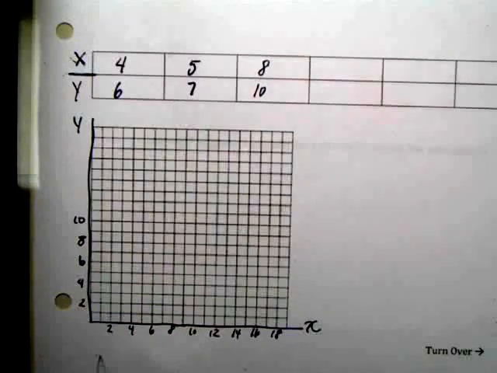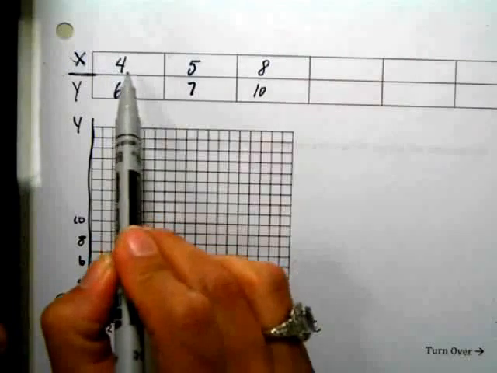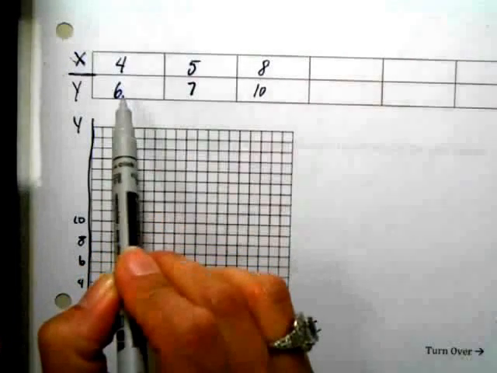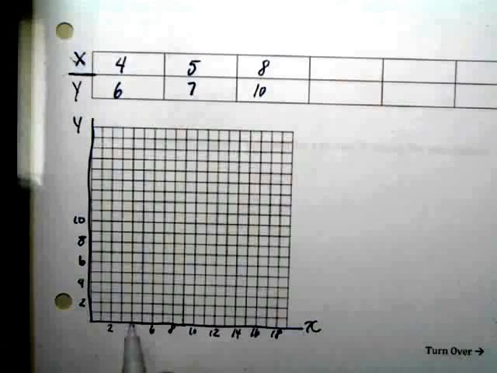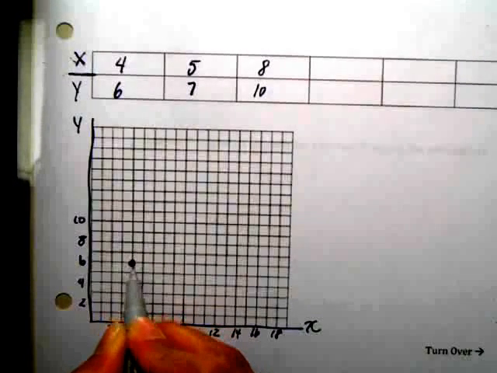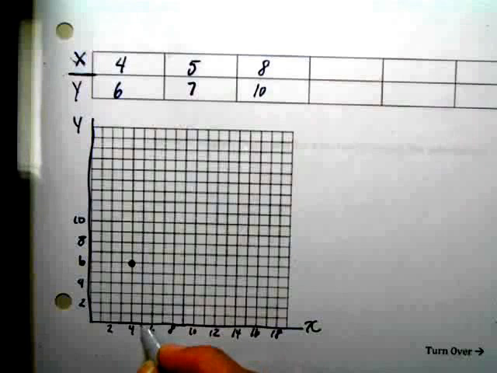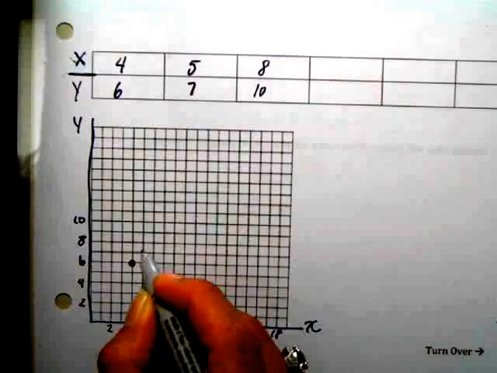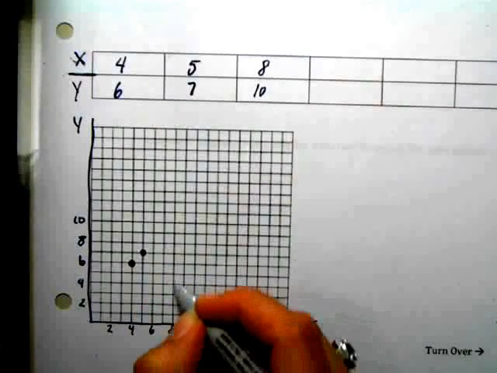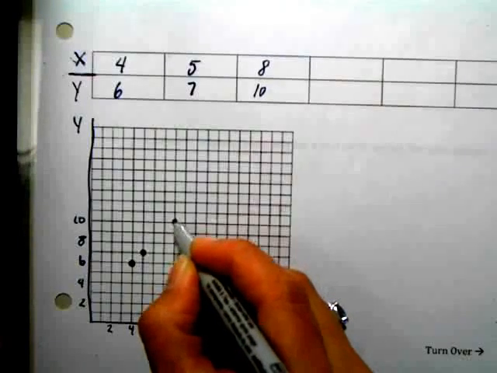So now all I have to do is look at my chart again, and the first number on the x-axis was 4, and on the y-axis it was 6. So I'm going to go over to 4, and I'm going to go up to 6 and make my little dot. Then I'm going to go to 5, and I'm going to go to 7. Then my third one is going to be 8, and on up to 10.